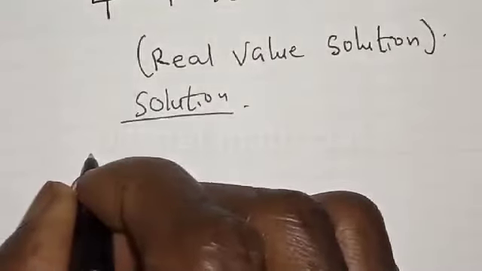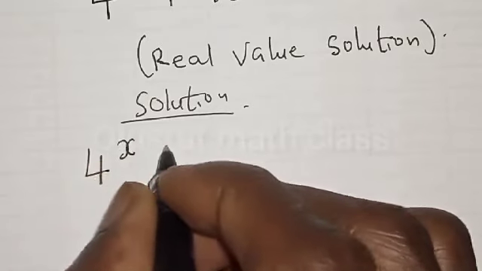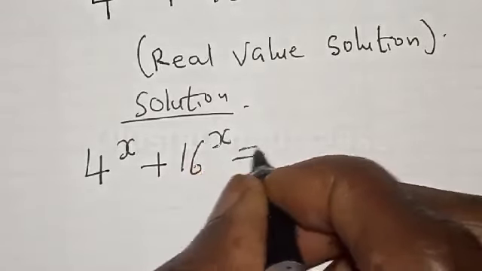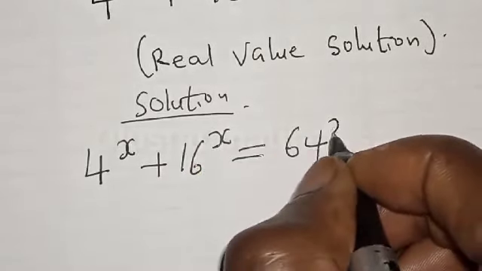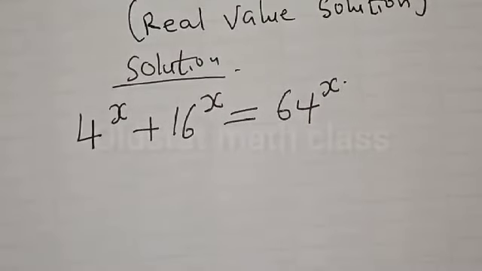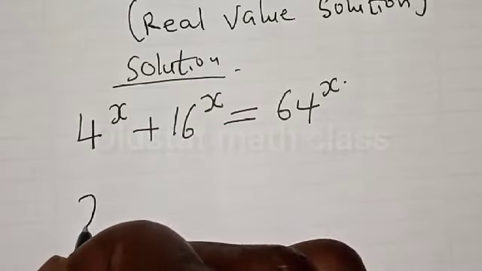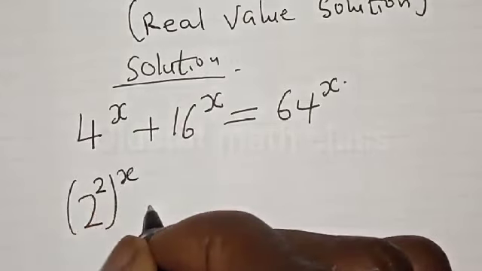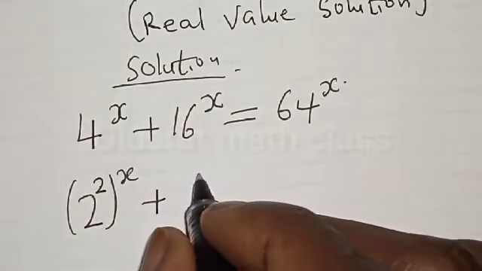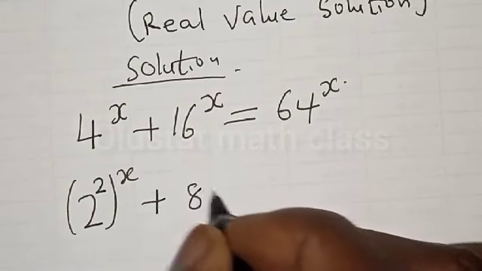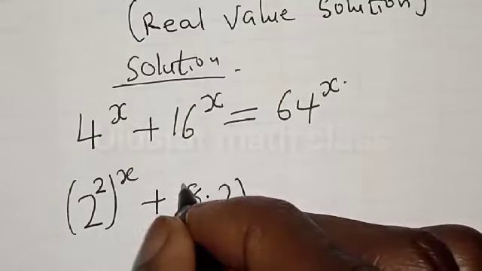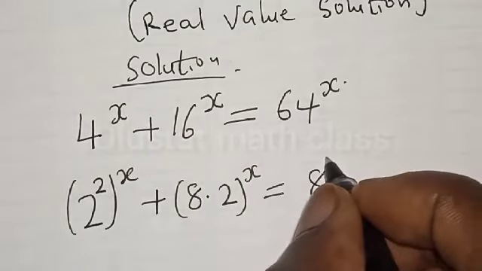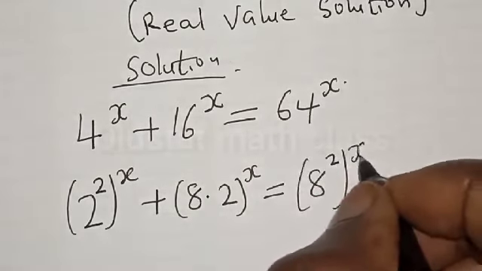Solution. We have the given equation, 4 raised to power x plus 16 raised to power x is equal to 64 raised to power x. Now, 4 raised to power x can be expressed as 2 squared raised to power x, plus 16 is what? 8 multiplied by 2 raised to power x is equal to 64 is what? 8 squared raised to power x.